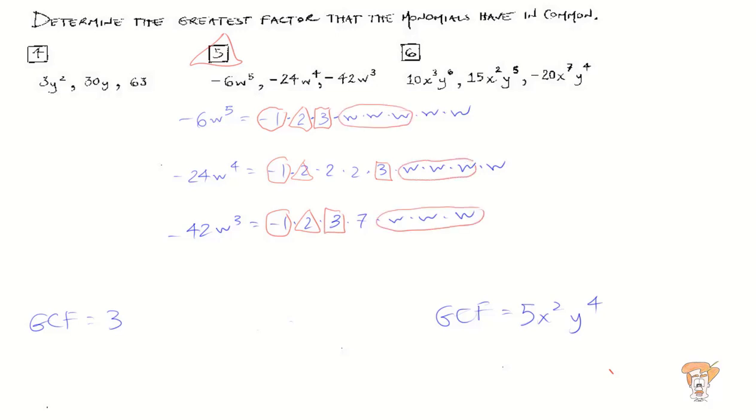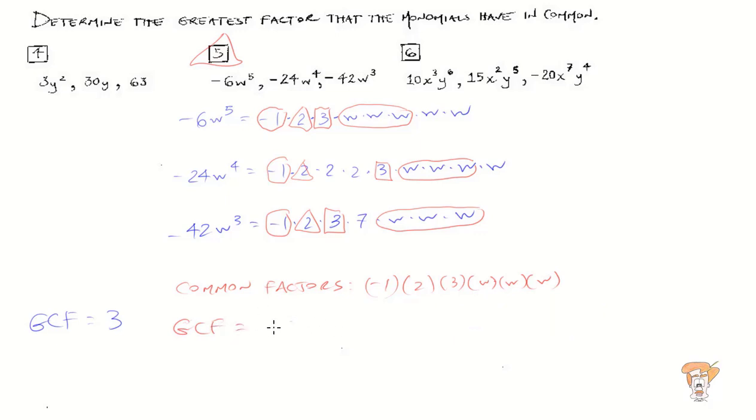So our common factors are minus 1 times 2 times 3 times w times w times w, and therefore the greatest common factor is the product of those, which is minus 1 times 2 is minus 2, minus 2 times 3 is minus 6, w times w times w is w to the 3rd power. Therefore, the greatest common factor between those monomials is minus 6w to the 3rd.